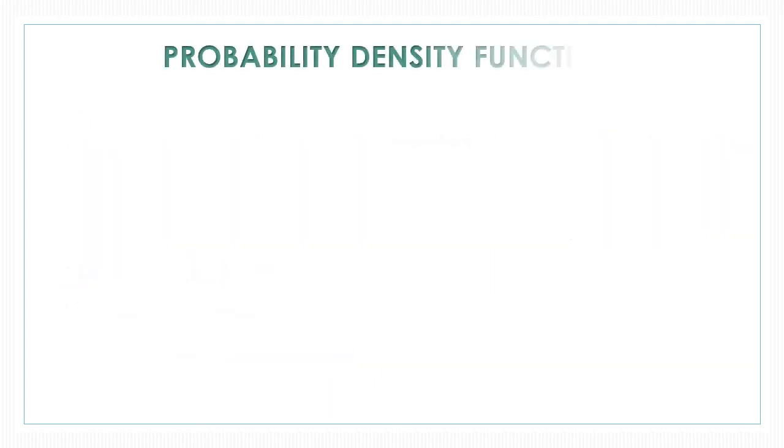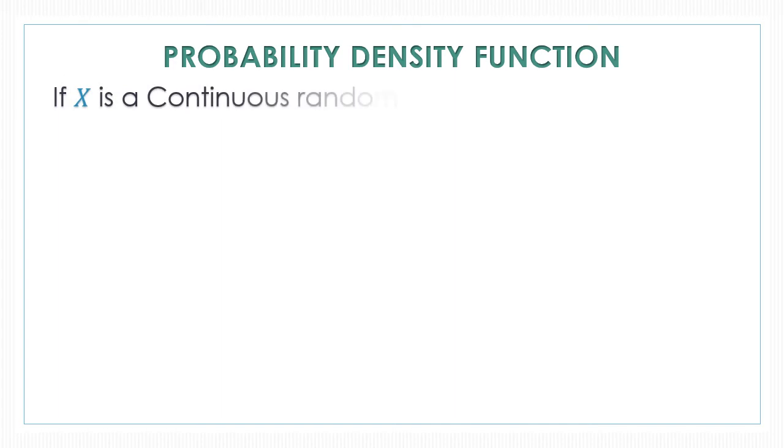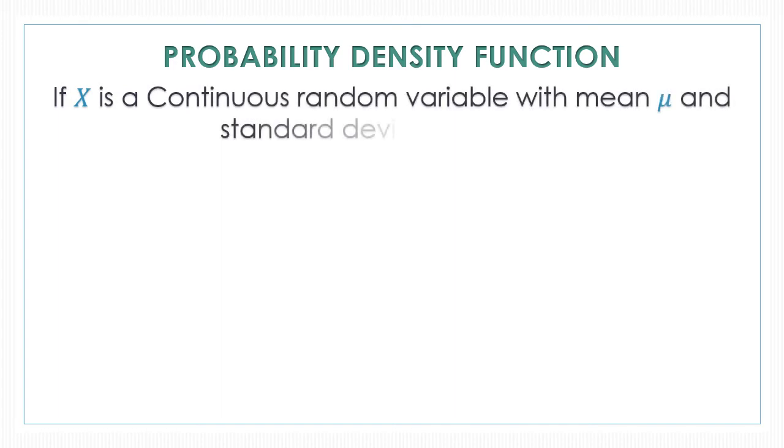Main thing for this chapter, the probability density function. Now, the probability density function is the function or the formula for probability where x is a continuous random variable with mean mu and standard deviation sigma. Remember that x is a variable, mu is depicted as mean. The symbol for mean is mu and the symbol for standard deviation is sigma.